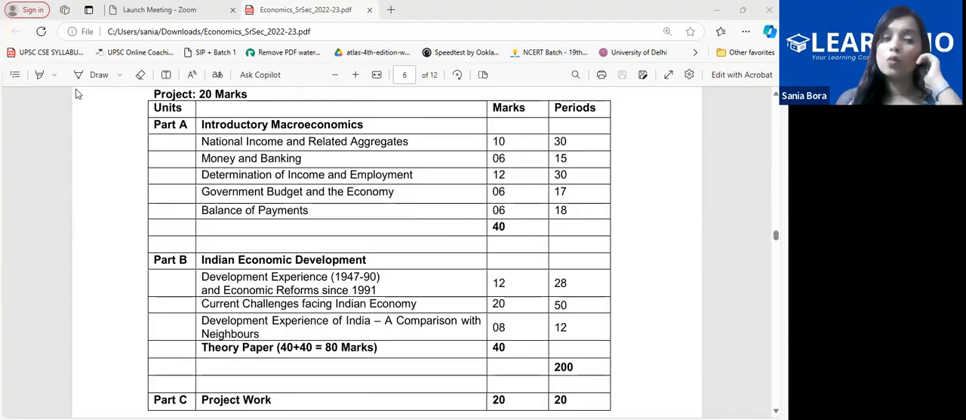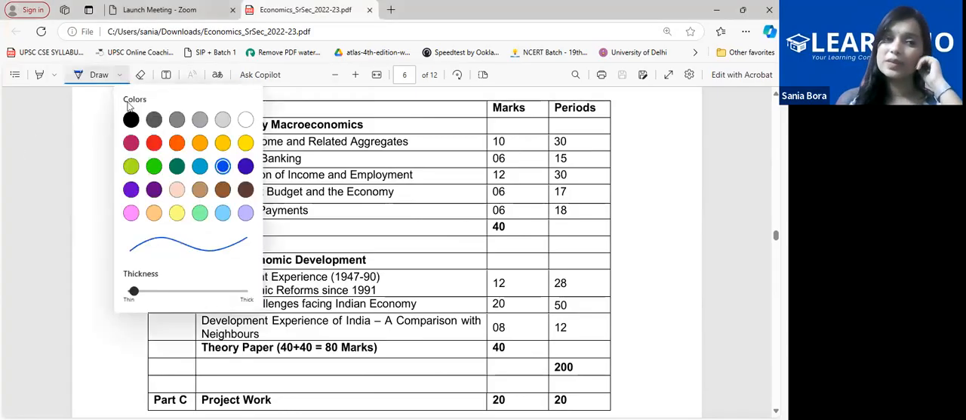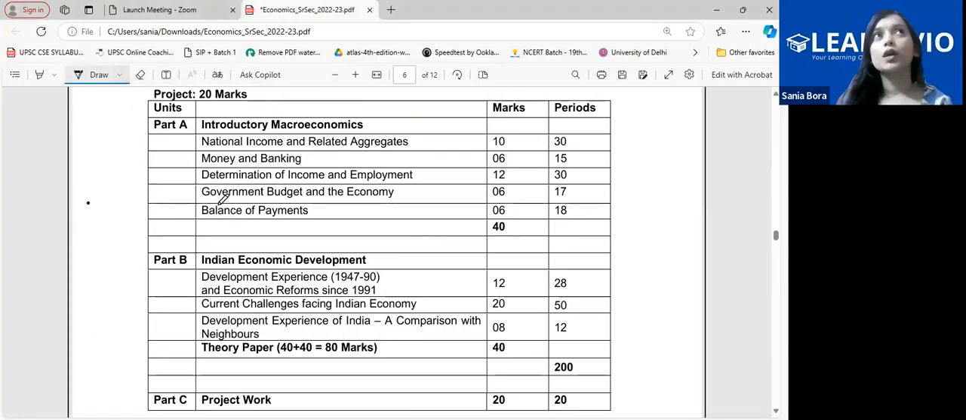Now, economics basically, if you want to score well, I'm talking about the macro one first, you should be good in numericals, right? You should be good in understanding. Plus, you should be good with the diagrammatic representation. Diagrammatic representation doesn't mean that you have to draw diagrams. That is basically the graphs. You should represent it with the help of graphs.